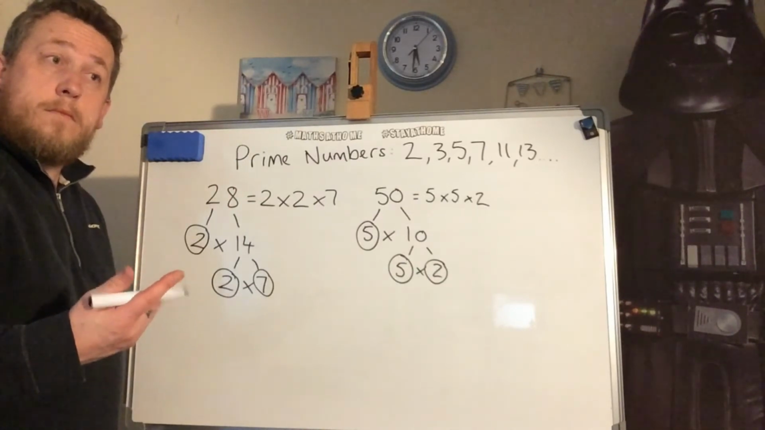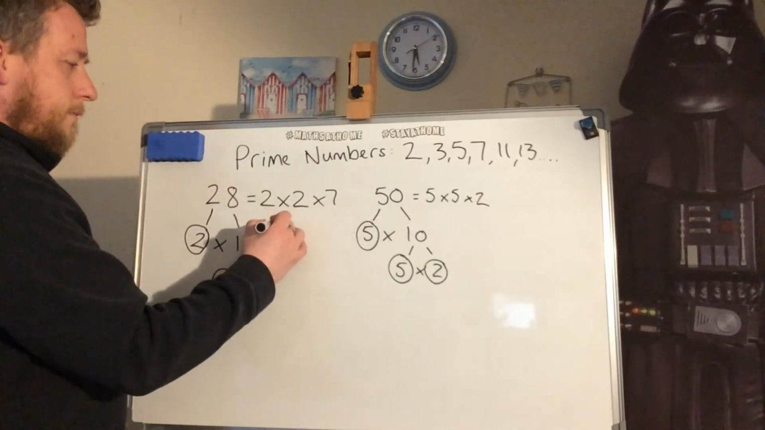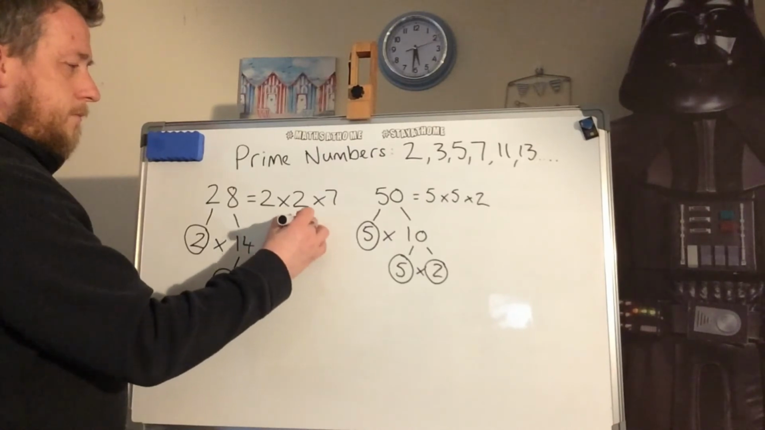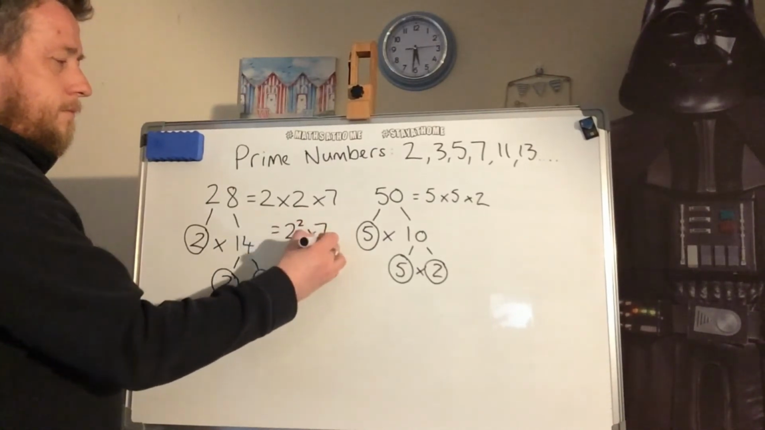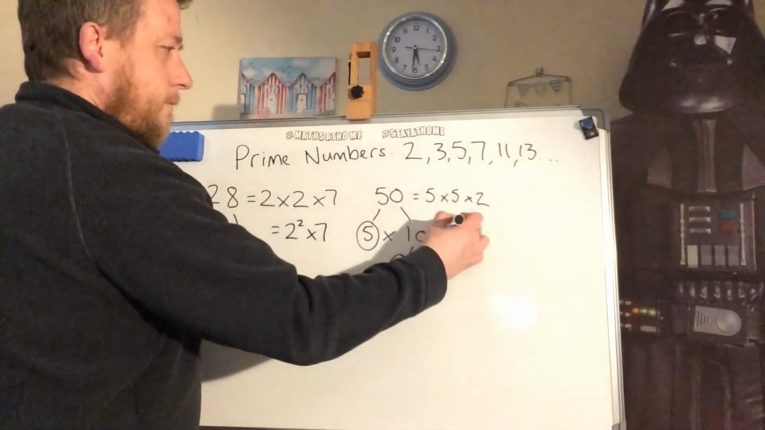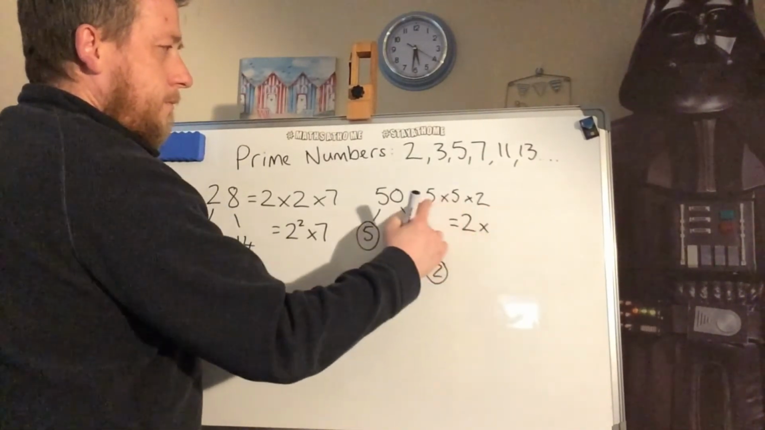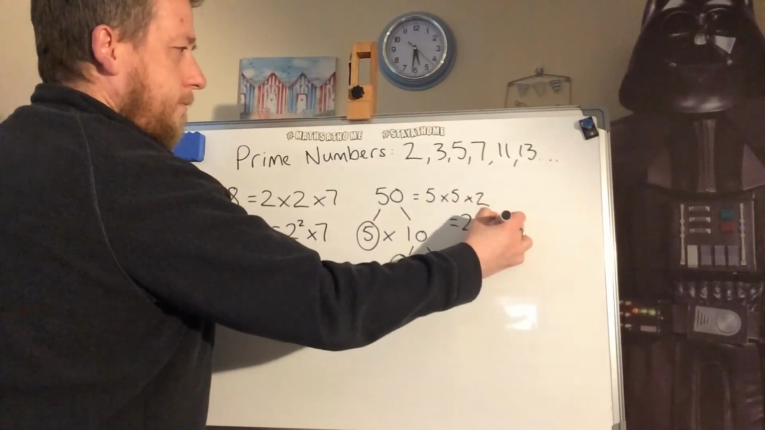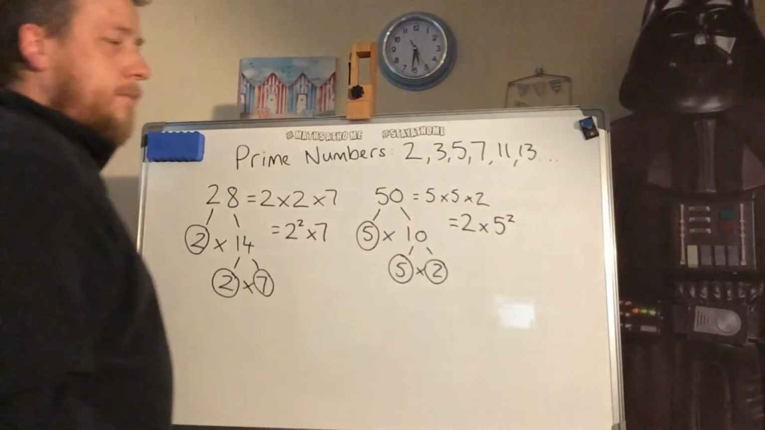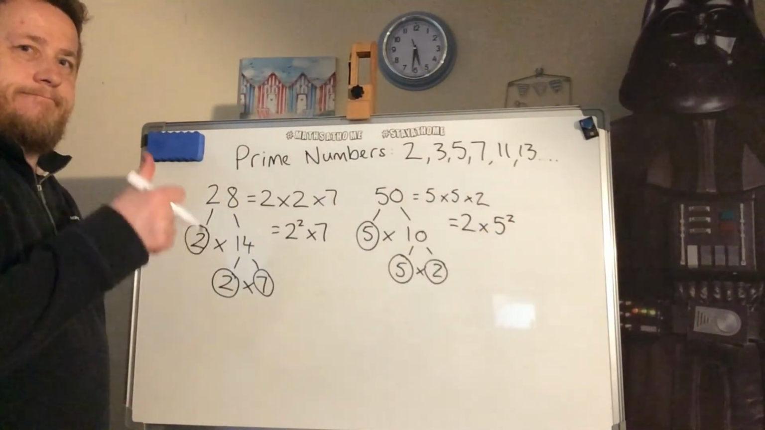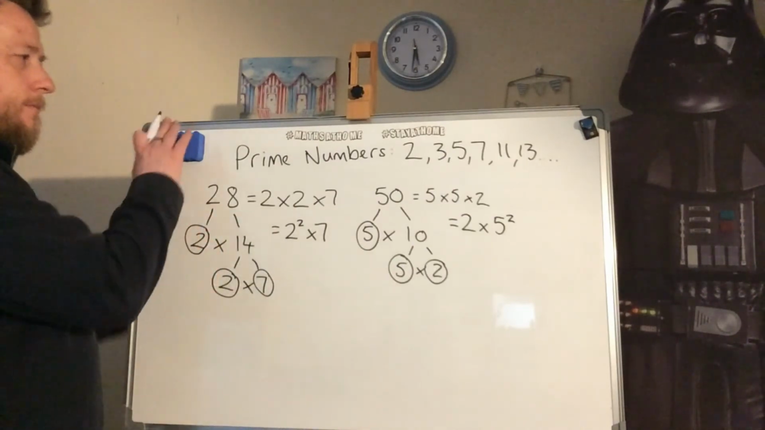Okay, so do we want to take this further? Let's have a look at our answers. 2 times 2 times 7 can be written as 2 squared times 7, because 2 times 2 is the same as 2 squared. Likewise, 5 times 5 times 2 will be 2 times 5 squared. Notice how we put the smaller number at the beginning.